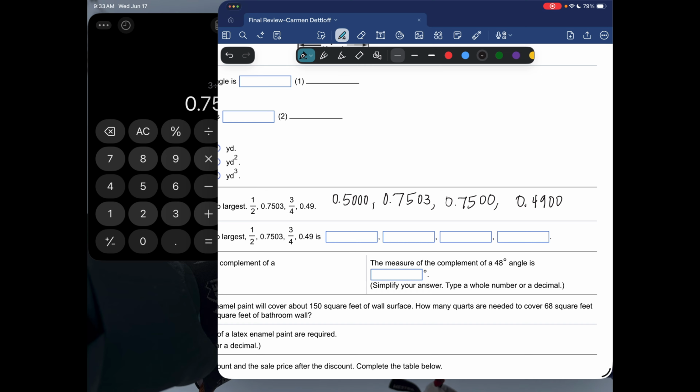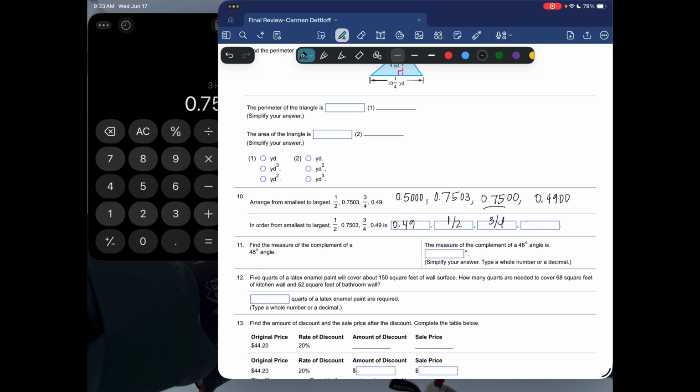And then I'm going to rank them as far as smallest to biggest. This 0.49 is my smallest. I'm going to write them in the original form. And then I've got 0.5000 or 1/2. That was my next number. Then my next smallest was this one, which is 3/4. And then my last one is this 0.7503. Okay, nice.